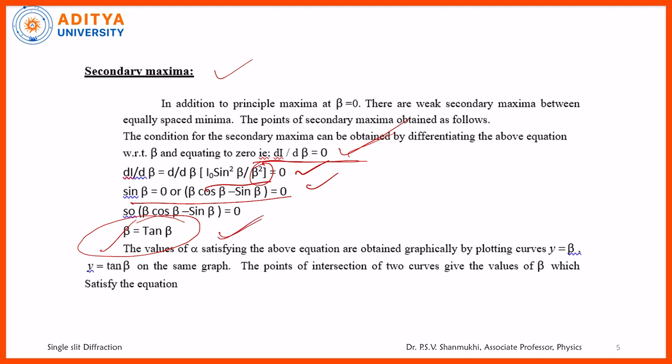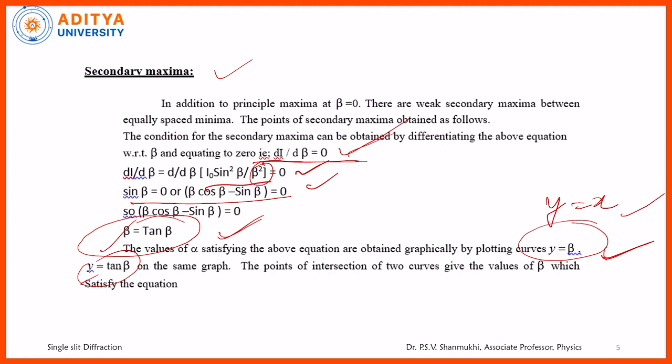So what is that graphical method? I just introduce one more new parameter, y, as y is equal to beta and y is equal to tan beta. You plot a graph for y is equal to beta. It is of the form y is equal to x, meaning y is equal to mx plus c, where c is equal to 0, m is equal to 1, slope is equal to 1. You will get a straight line.